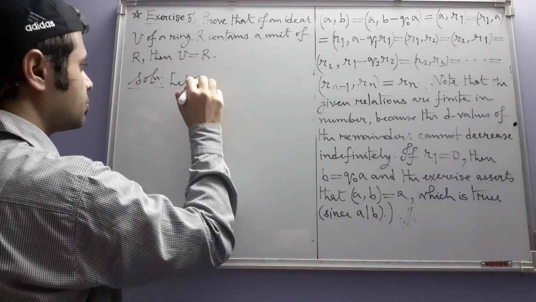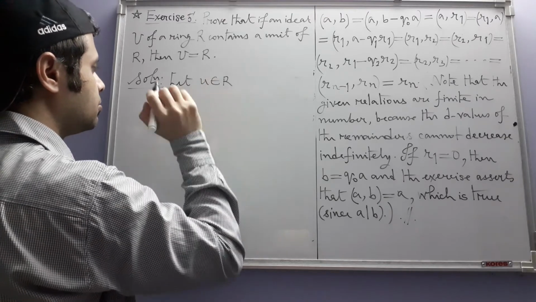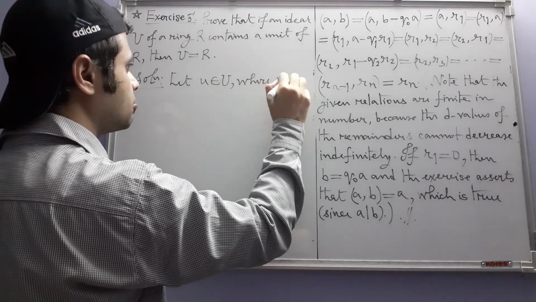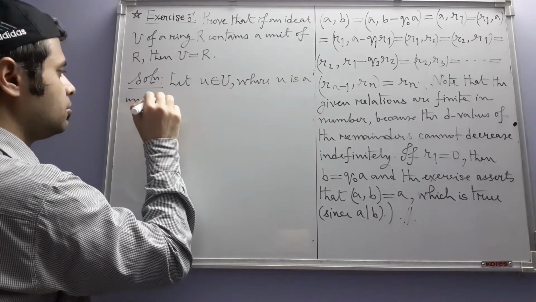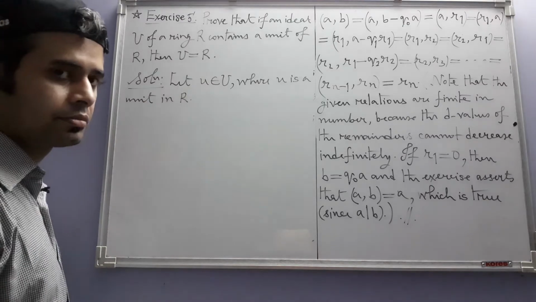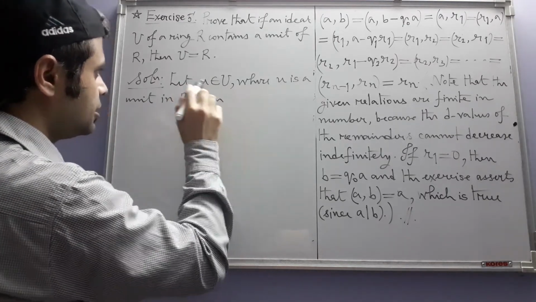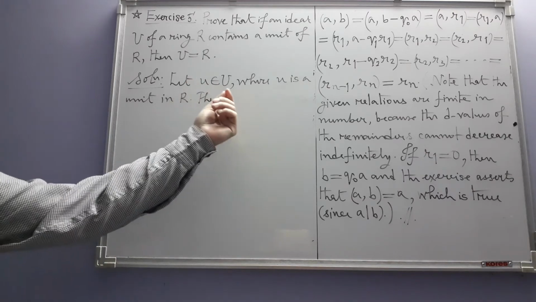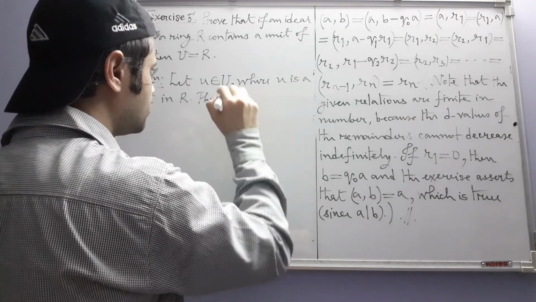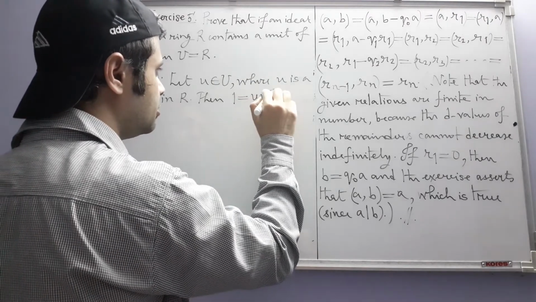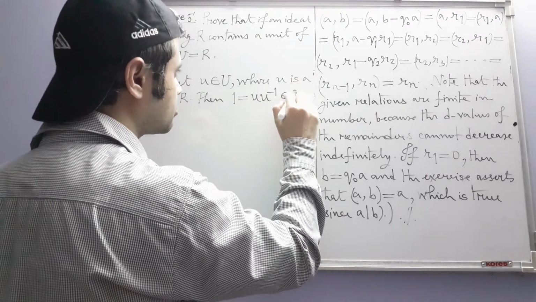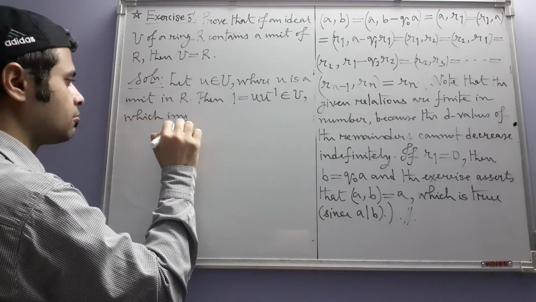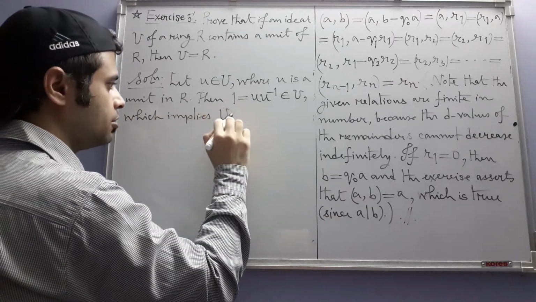Let u belong to U, where u is a unit in R. Then since capital U is an ideal, if we multiply this element by any ring element, that product will belong to capital U. So in particular, if we multiply u by its inverse, since u is a unit under multiplication, then that also belongs to U, which implies U is equal to R.